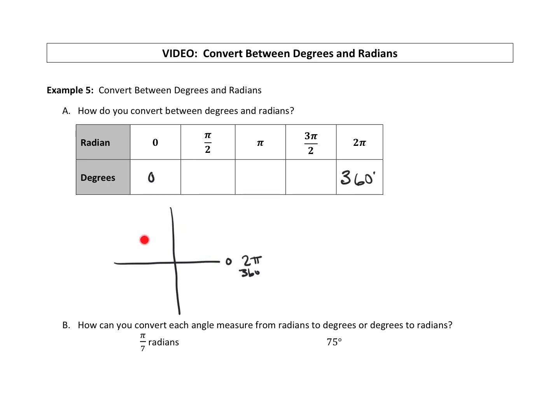If we go half of that, half of 360 is 180, half of 2 pi is pi. So pi and 180 are the same angle measure, just with different units. Now, pi over 2, if we take that pi and we divide it in half, we get this angle right here. So pi over 2 is the same thing as our 90-degree angle. So those angles are the same, just different units.